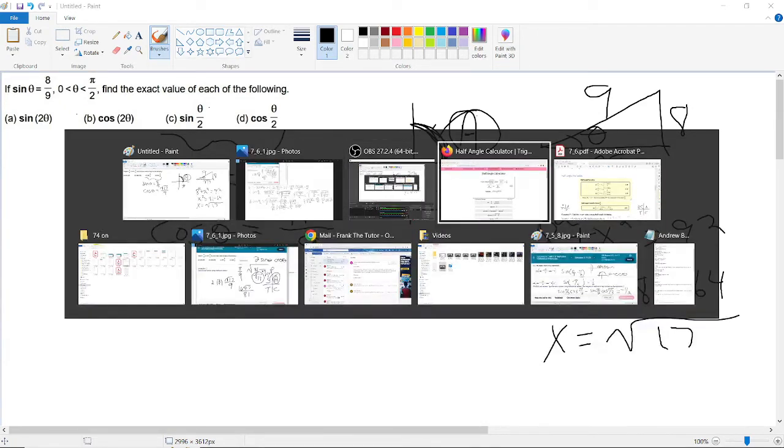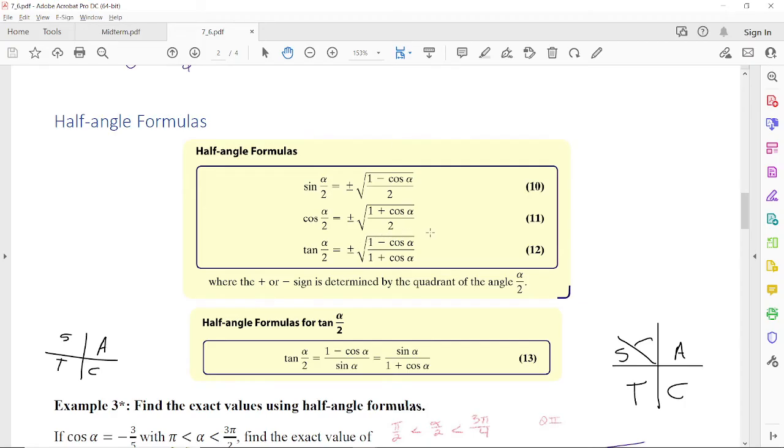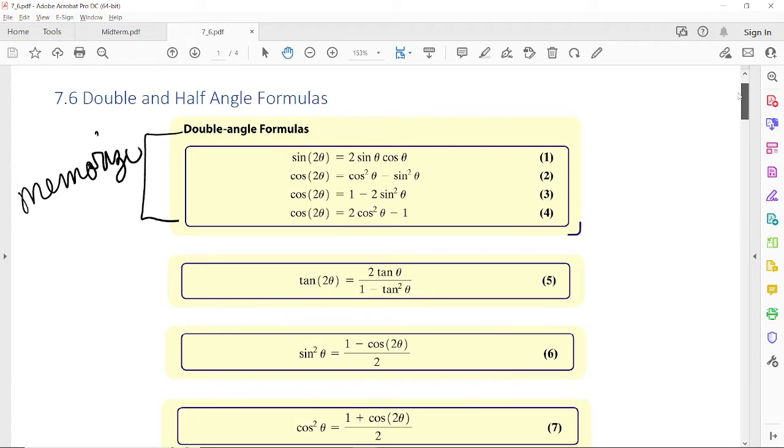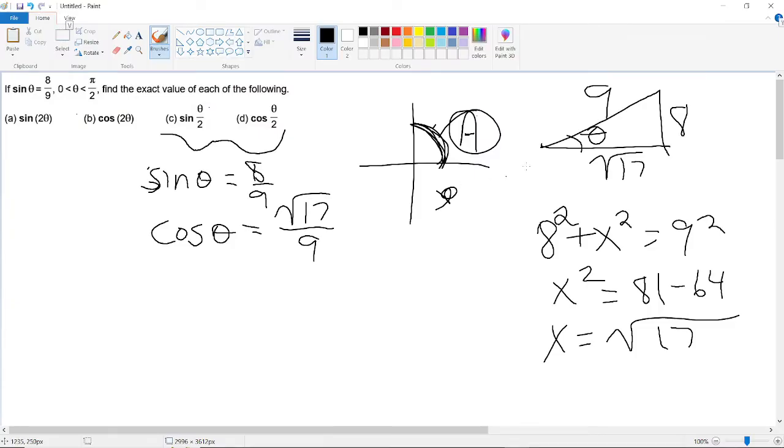Now, let me look at our formulas here. We're not asking for any tangents, and I don't think we need any tangents by our formulas. Yes, we don't need tangents, so who cares about tangent?